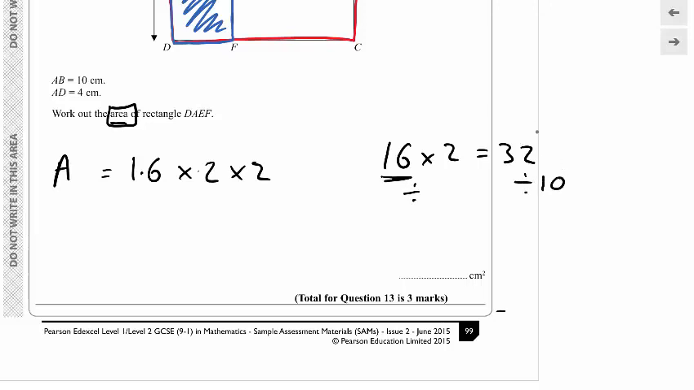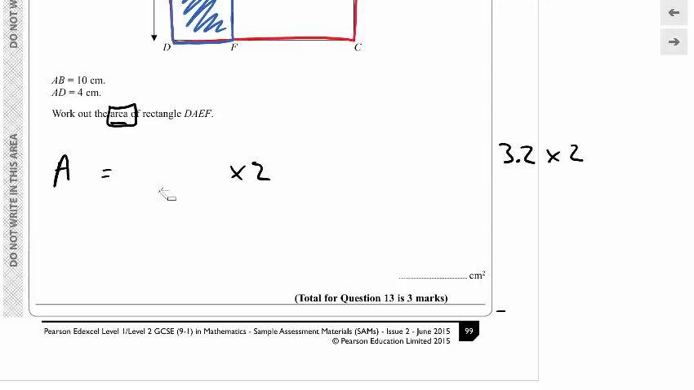So what's 32 divided by 10? I end up with 3.2. Now, that's halfway there. I've multiplied by 2, so I've now got 3.2, but then I'm going to have to do 3.2 times 2. Well, 32 times 2 is equal to 64.